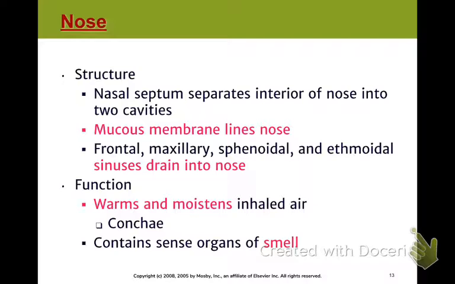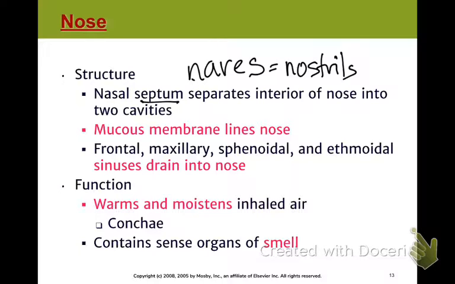So starting with our nose. Our nose is lined with mucous membranes. We have 2 nostrils. They're called also nares. Those are our nostrils. Separated by a septum, just like the heart was separated into 2 sides, the nose is separated into 2 sides, and it separates the 2 sides of our nose. It's made of cartilage. The whole tip of our nose is made of cartilage, and hopefully you remember it's hyaline cartilage.